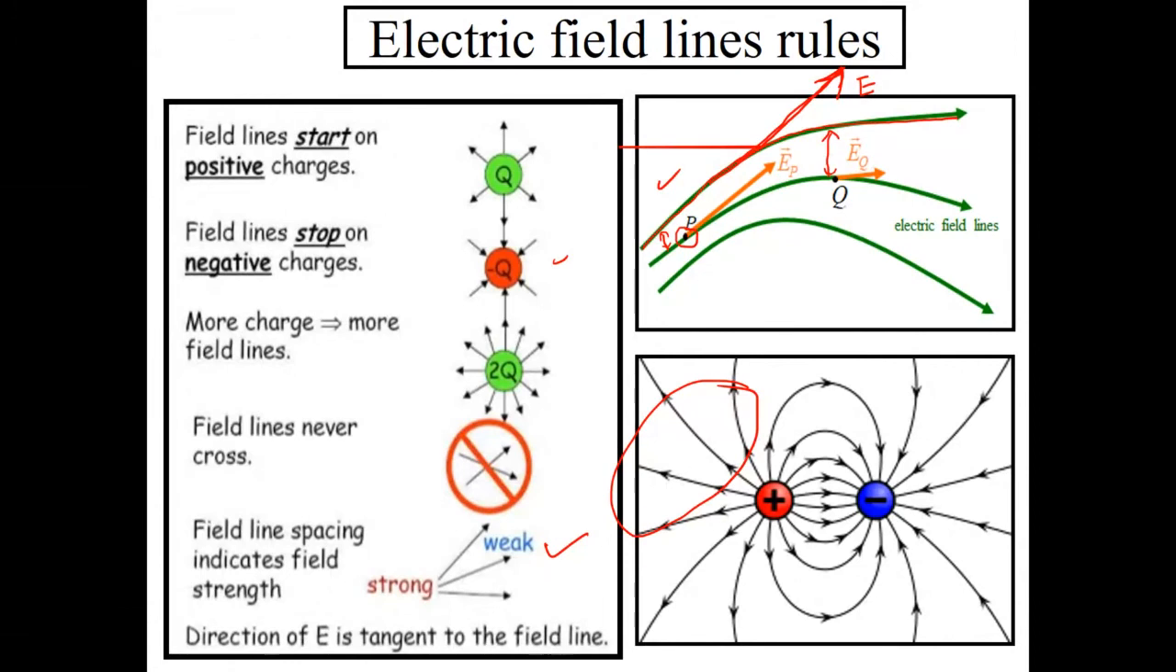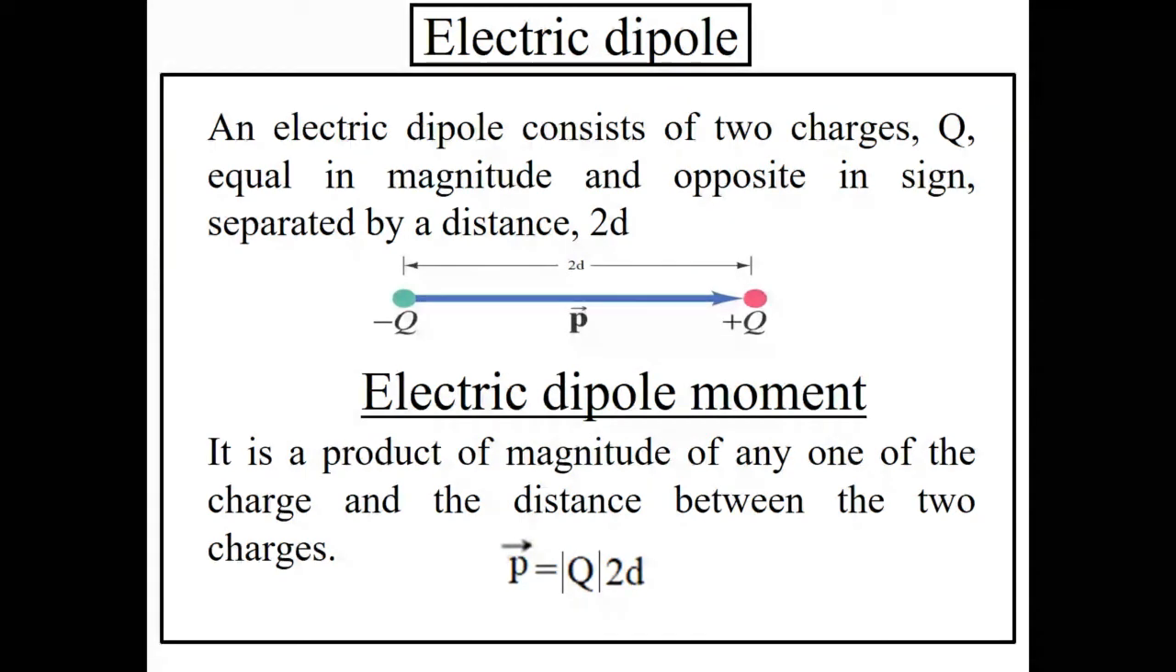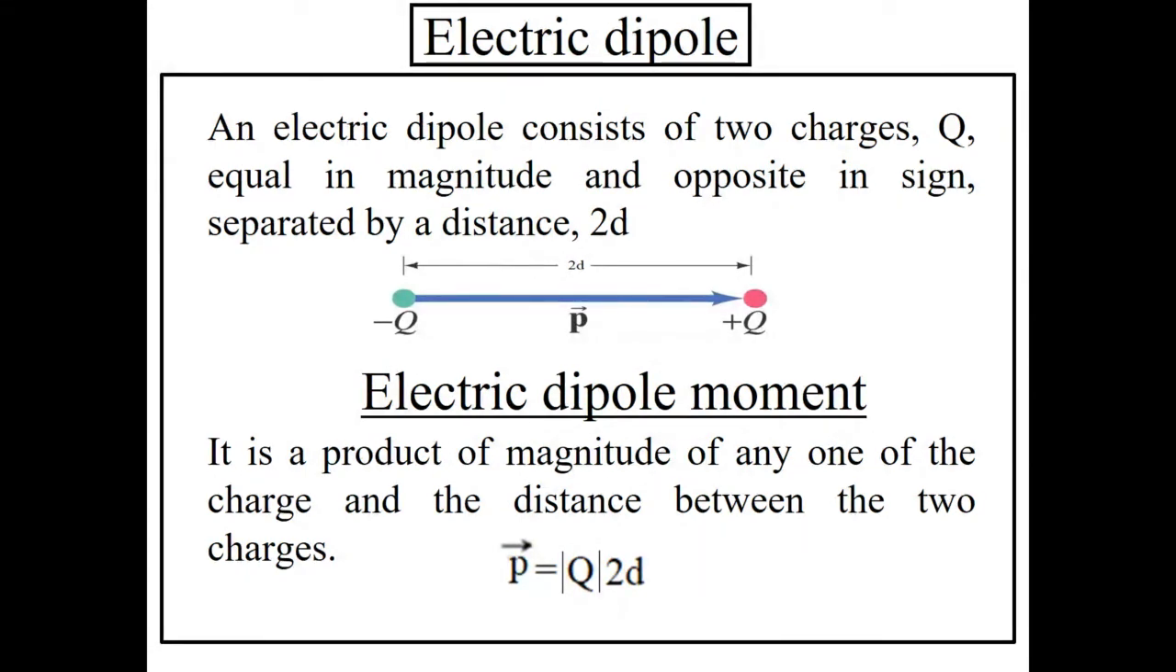Okay. Clear? Now we come to the concept of electric dipole. From the word itself, you have the meaning. What is the meaning of di? It is 2, am I right? So if you have 2 charges, see this picture, my dear. Define electric dipole. What is given here? This is the definition for electric dipole.